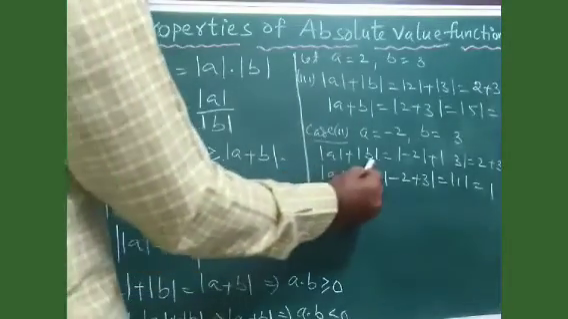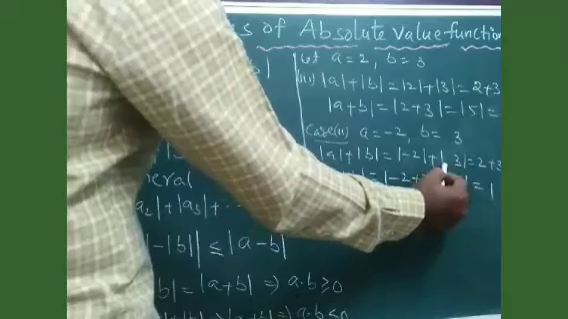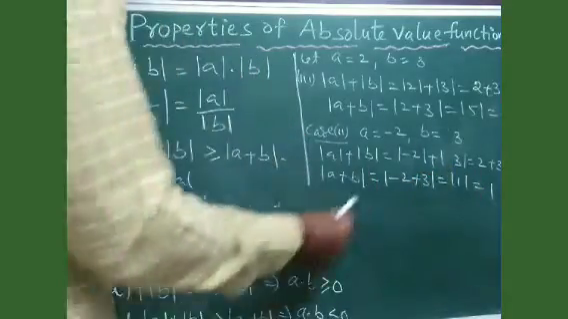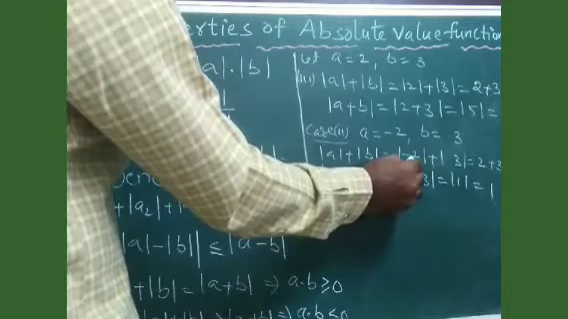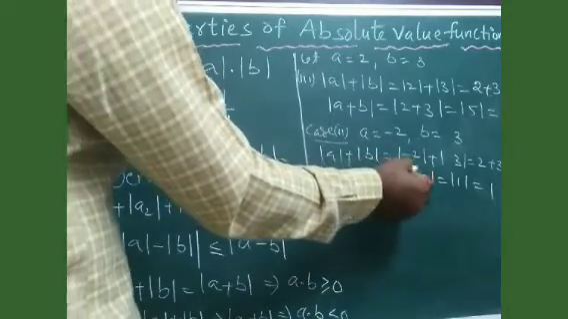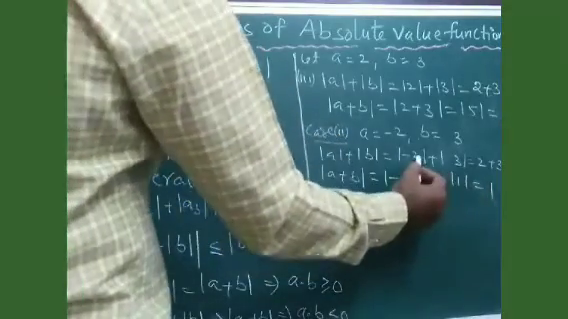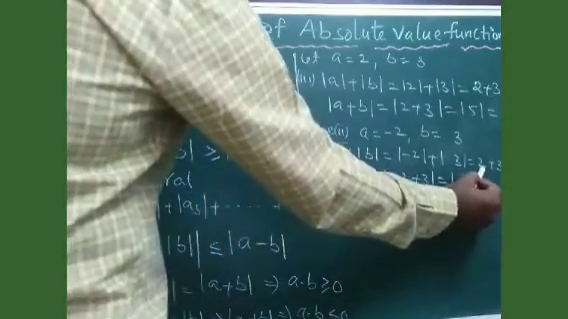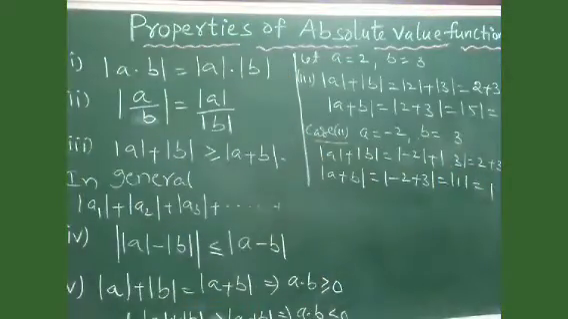Now let me find LHS, that is modulus of minus 2 plus modulus of 3. What is the modulus value of minus 2? The modulus value is nothing but the absolute value, which is always positive, I mean never negative. That is modulus of minus 2, which is equal to 2, and modulus of 3, which is 3. So 2 plus 3 together is 5.